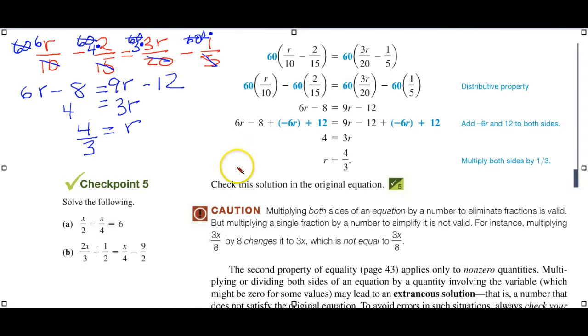Okay, now if you put 4/3, again, it would be difficult doing it in the original form, but if you did it in one of these forms, you would see that yes, that is in fact an equation and a solution for the equation.